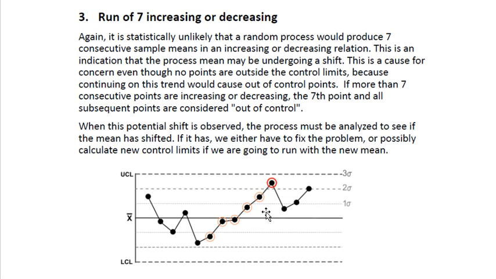When this potential shift is observed, your process must be analyzed. You have to take a look at the process. You don't just leave it as bad. If you're in management, you're going to go in there and check what's going on to see if the mean has shifted. And if it has, then you have to fix that problem, or possibly calculate a new control limit, if we're going to run with a new mean or do something about it. All right, the next one.